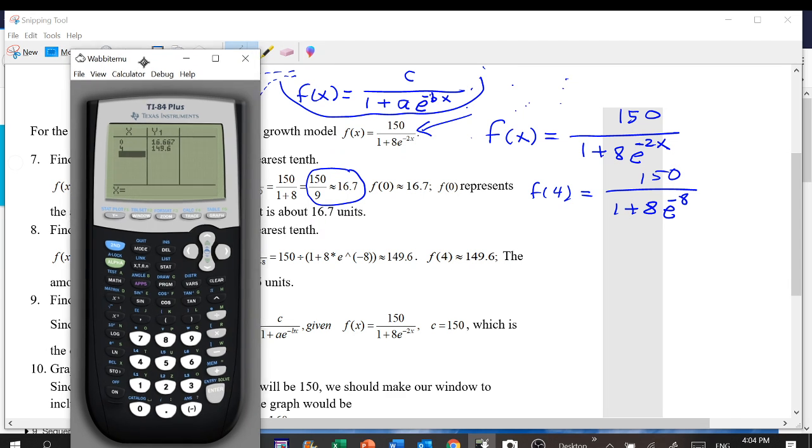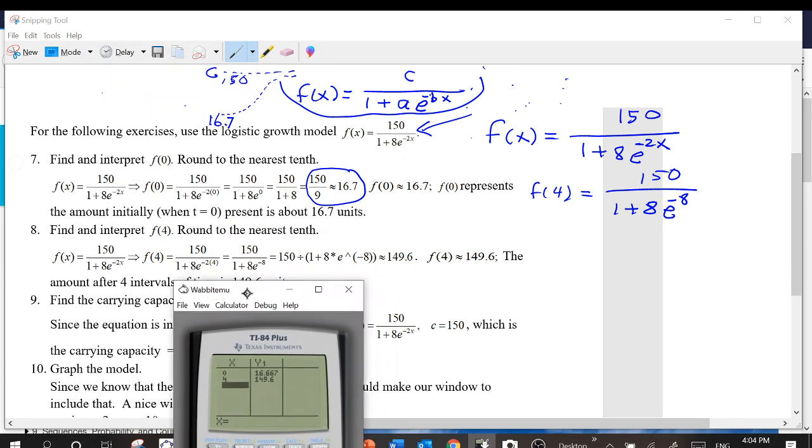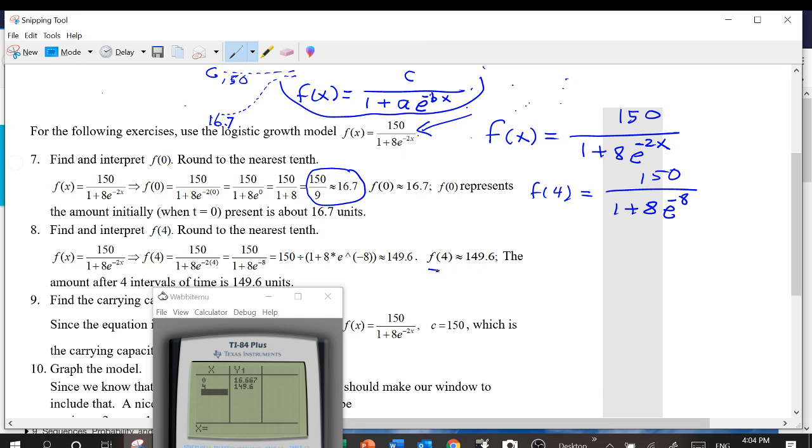Well, it's 149.6, which is this number right here. So that's f of 4. That's the amount after 4 intervals of time. Now, we are not told here what the unit of x is, right? If the unit of x is minutes, then this would be after that many minutes. After 4 minutes, there are this many. If x is in weeks, that would be after 4 weeks. If it's in years, that would be after 4 years. We have that many. Okay?